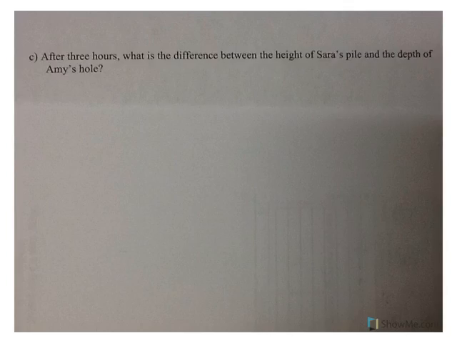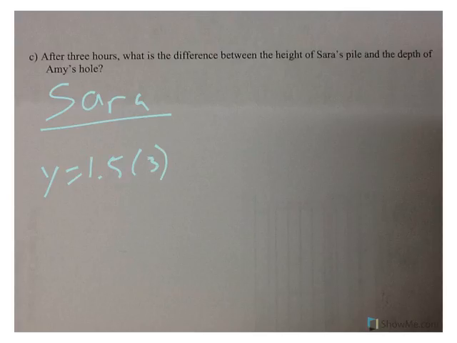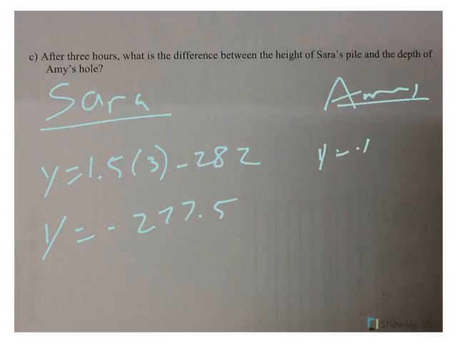Letter C, after 3 hours, what is the difference between the height of Sarah's pile and the depth of Amy's hole? Well, if we're talking about Sarah, Sarah's got 1.5 times 3 minus 282. Her pile is now at negative 277.5 feet below sea level. And Amy, negative 1.5 times 3 minus 282. Her hole is now 286.5 feet below sea level.